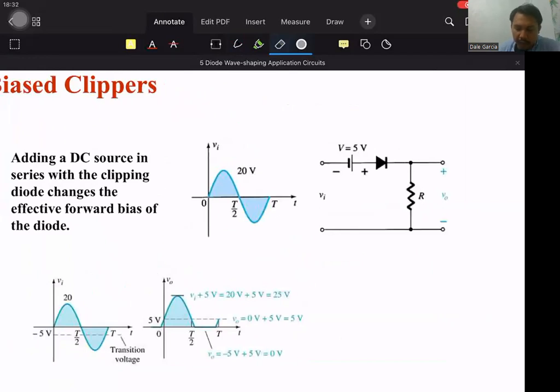So, there are many kinds of configurations that we could create for our clipper circuits. One addition is we could add a voltage source in series with our diode. Again, our signal source here is an AC signal. What we add here is a DC battery. So AC is the source, and we add DC.